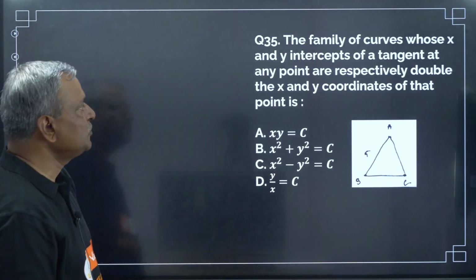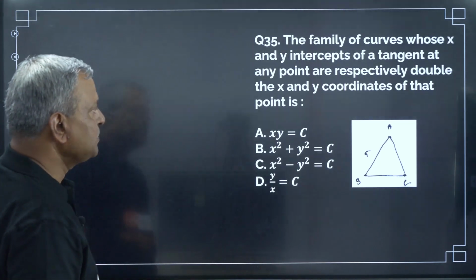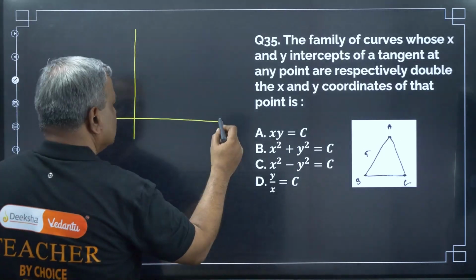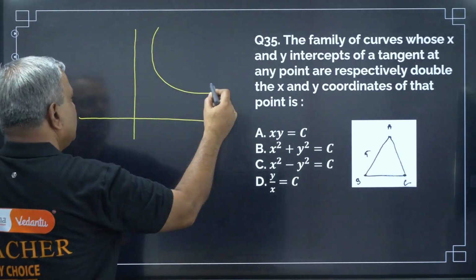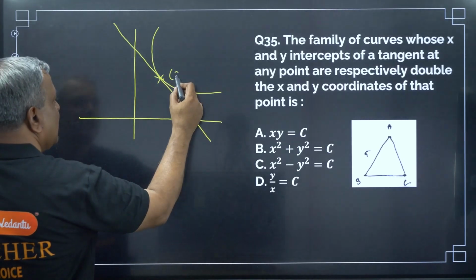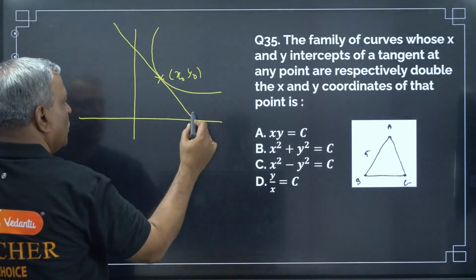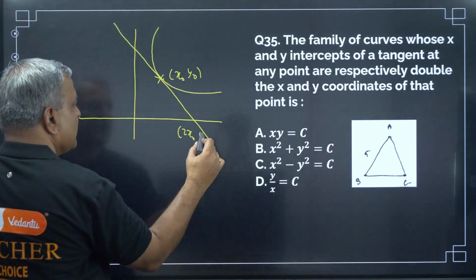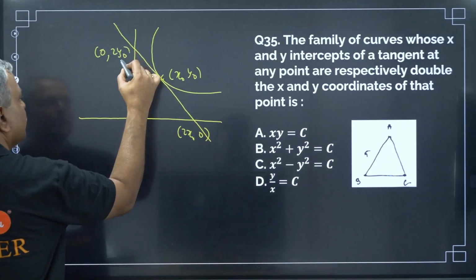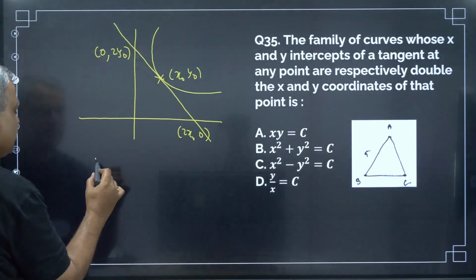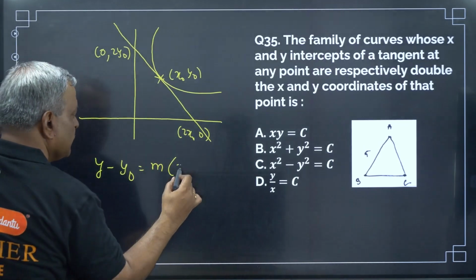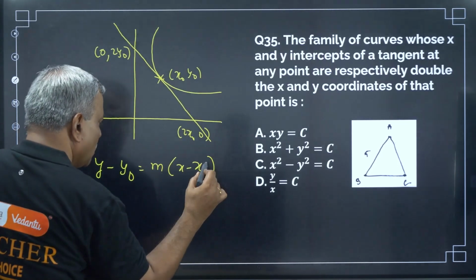See the family of curves whose y-intercept and x-intercept are given respectively. It goes like this. This is a tangent. This point is (x0, y0). This is (2x0, 0), what is given? This is (0, 2y0). What is the equation of a tangent? y minus y0 is equal to m(x minus x0).